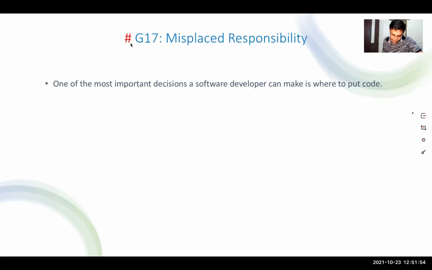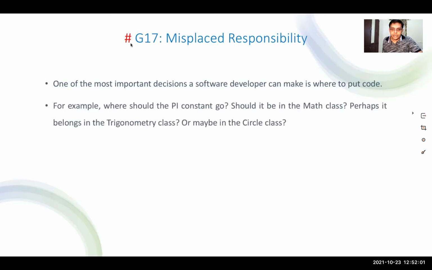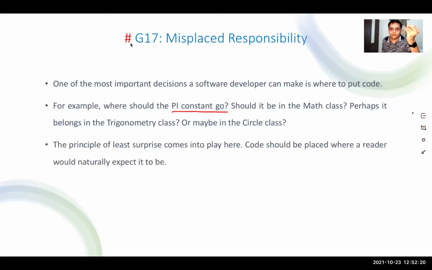Okay. So one of the most important decisions of a software developer is where to put the code. For example, where should the pi constant go? Where am I going to create it? Should it be in the math class, or perhaps in the trigonometry class, or maybe in the circle class? I have a pi, where will I declare it? So whenever you wonder where you should declare a particular function.